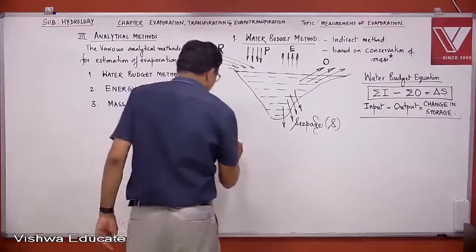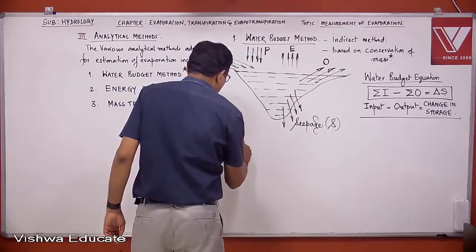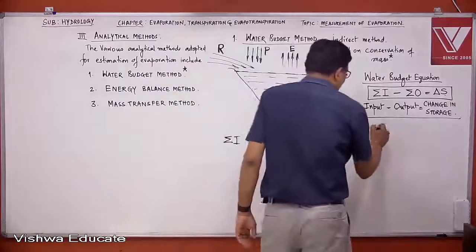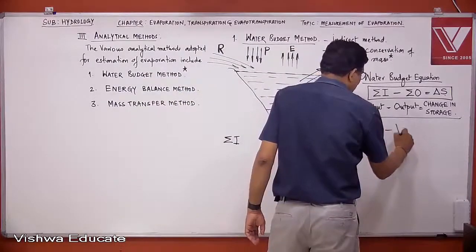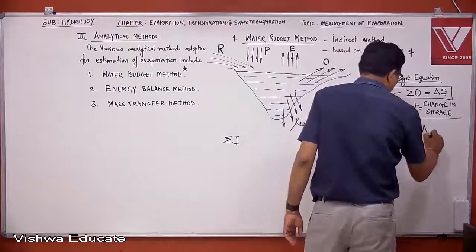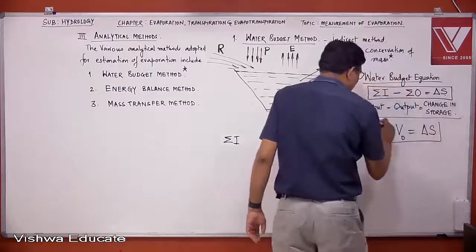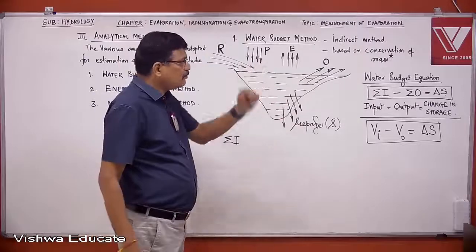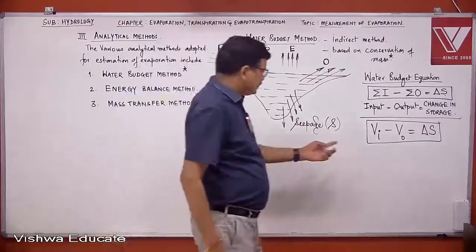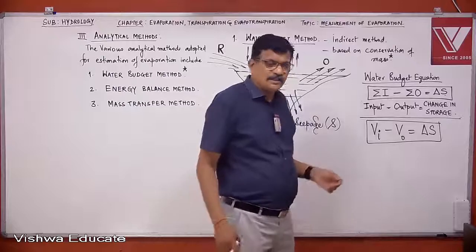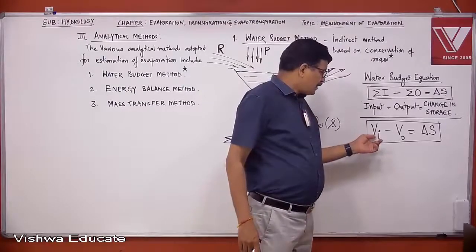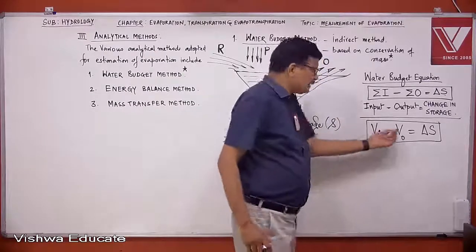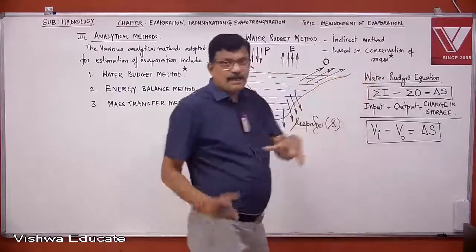In this we can elaborate the equation: sigma I, that is input. We can write volume input minus volume output is equal to delta S. That can also be another form of the water budget equation. Here the condition is, if the densities of incoming waters and outgoing waters are the same, then we can write it in terms of volume. Basically it is a mass equation.